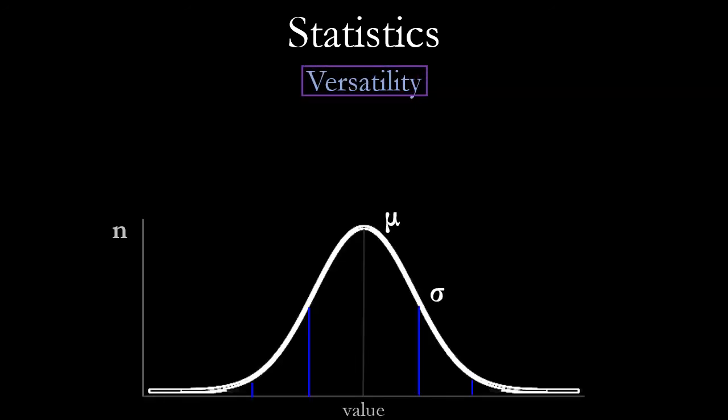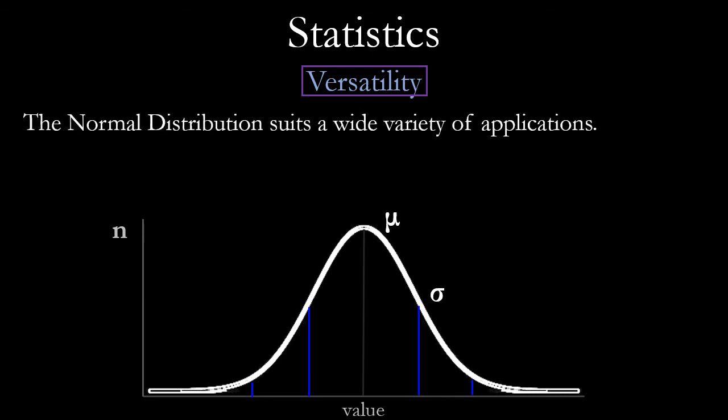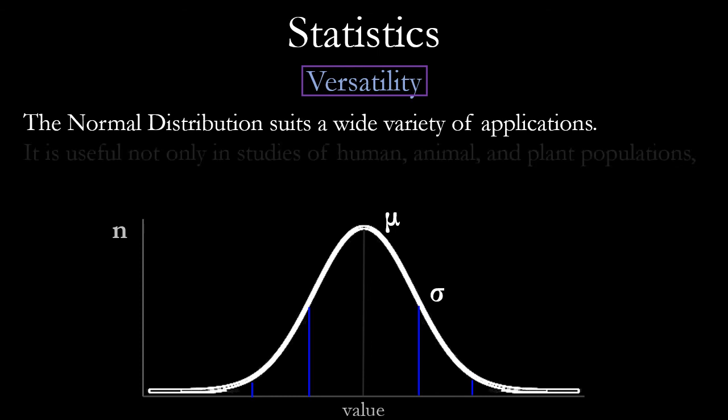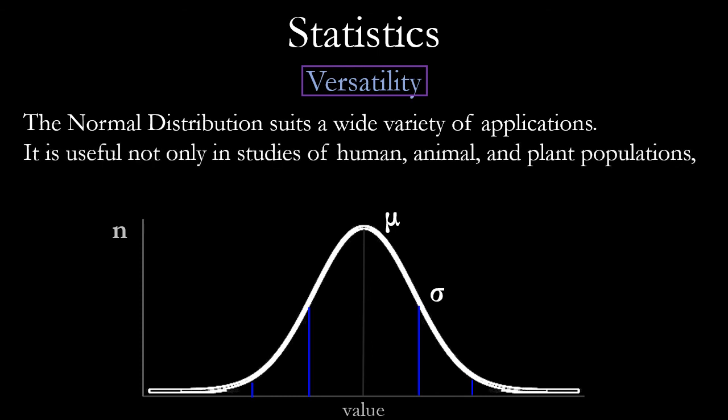It's extremely versatile. So I want to point out the normal distribution suits a wide variety of applications, right? It's useful not just in studies of human and animal and plant populations, which we can see, I hope, are typically large populations from which we need to get a sample, and then we use that sample to make some kinds of estimations about the general population.